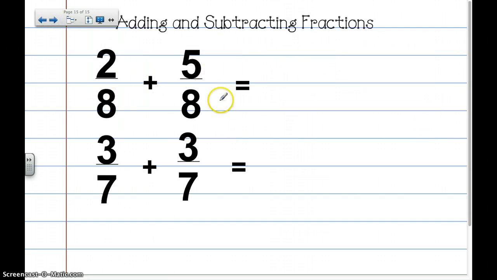Let's look here. The denominator is the same, so that means there's the same number of pieces. So 5 plus 2 is 7/8. And then 3/7 plus 3/7 is 6/7 because I never changed how many pieces it was cut into.